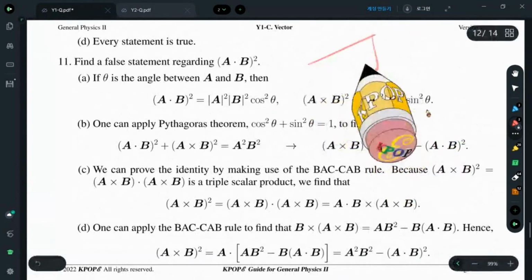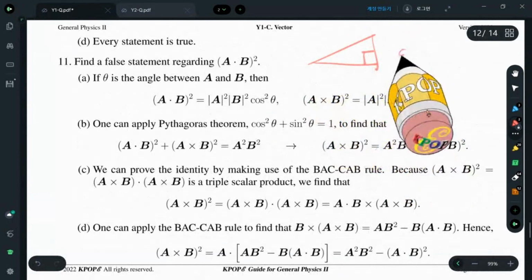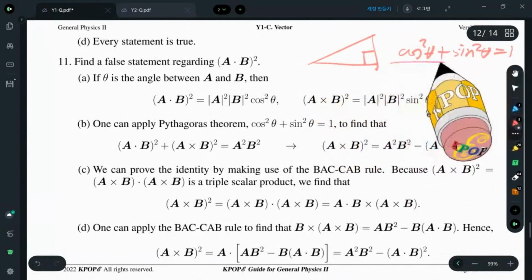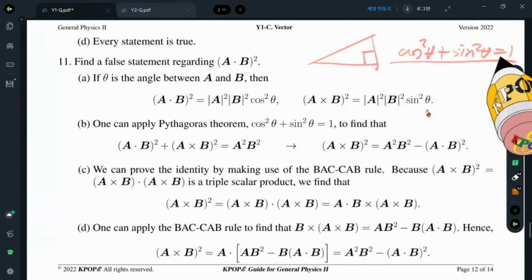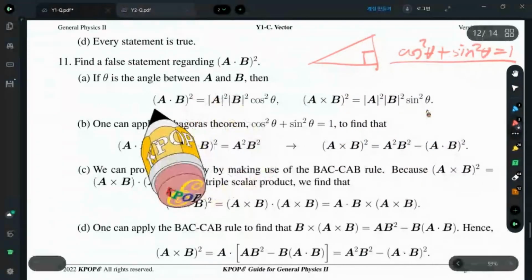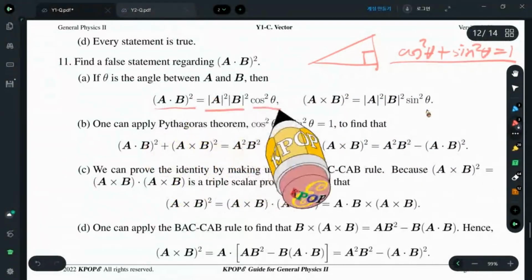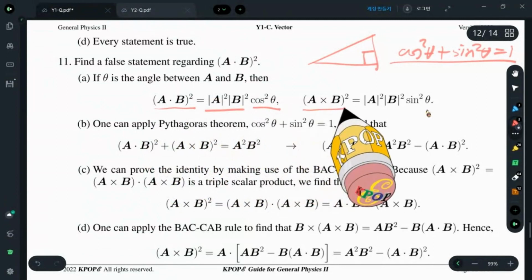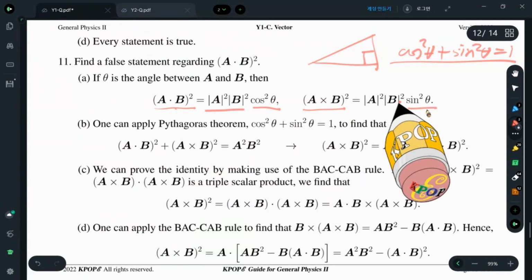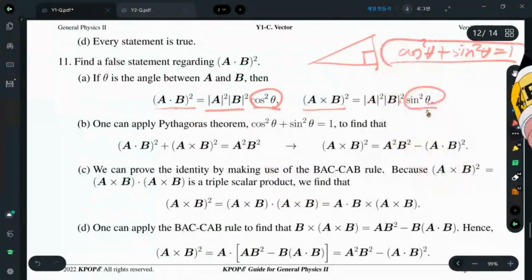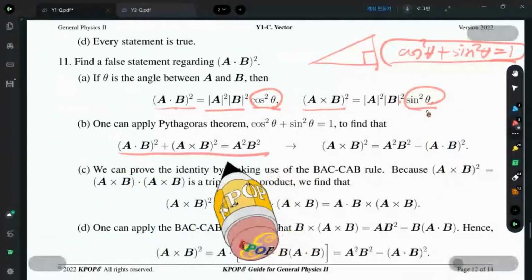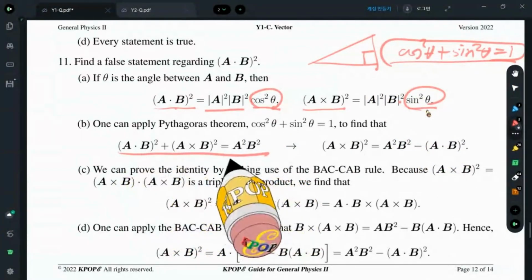So middle school students know how to compute that cosine squared theta plus sine squared theta equals 1, and that appears in physics using vector algebra. A dot B squared is A squared B squared cosine squared. A cross B squared is a sine squared. Aha! If you add these two quantities, then cosine squared plus sine squared sums to 1. So it is trivial to find that this is true.